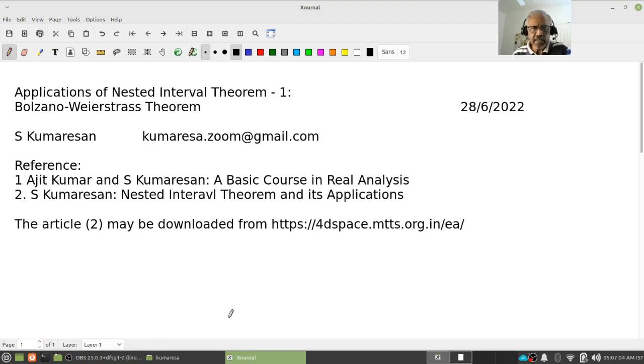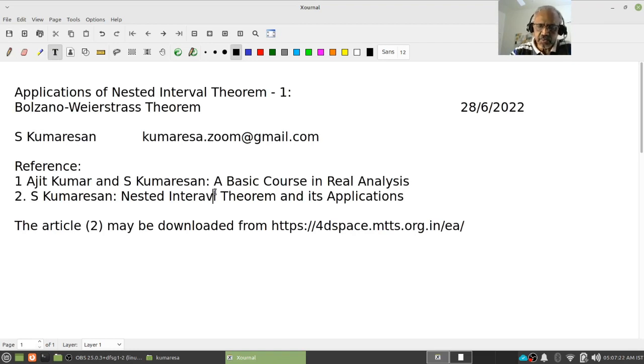The references are my book on analysis, and Ajit Kumar and S. Kumaresan, A Basic Course in Real Analysis. An Indian reprint is available. You can also look at this article of mine which deals with this precisely. There I even give a proof of the nested interval theorem using the LUB property of real numbers and then give a lot of applications. I'm not going to talk about all the applications which are in that article. You can download it from this site.